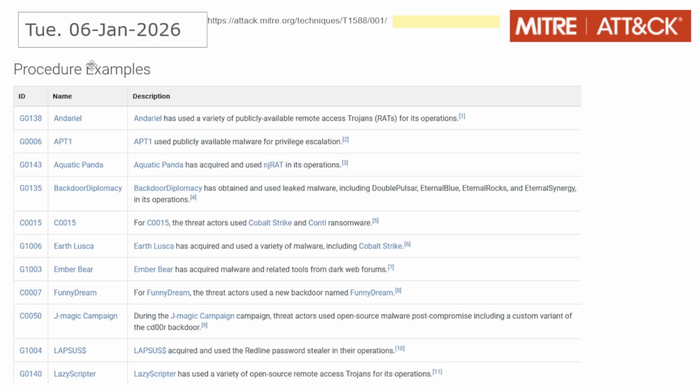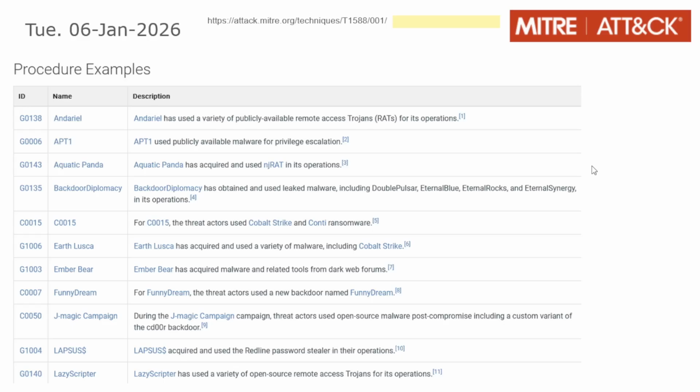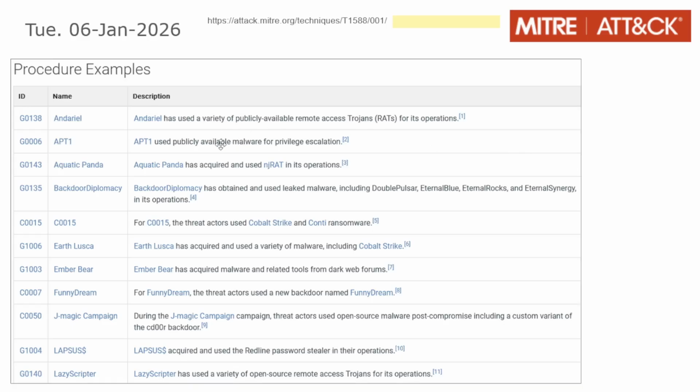But let's read. Dariel has used a variety of publicly available remote access tools, remote access Trojans. So it can be tool too, by the way. Okay, then APT1 used publicly available malware. So they use publicly available. Is there even one example where they bought it? Obtained leaked malware, including double in its operations. Okay, the threat actor used Cobalt Strike and Conti ransomware. This is also not something that you can simply buy.